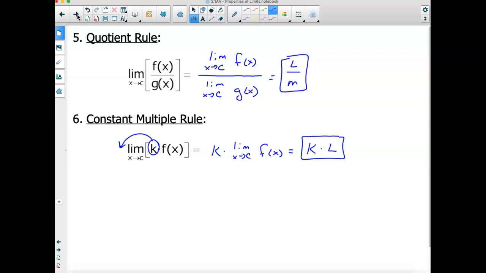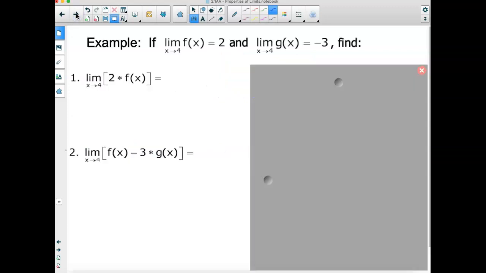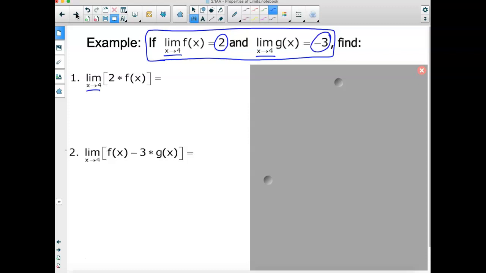And from there, we're just going to roll through a couple of examples. Notice where these limits are all approaching. If x were approaching 3, this data they're giving me up here would mean nothing to me, but the limit as x approaches 4 of f of x is 2, and the limit as x approaches 4 of g of x is negative 3. Find the limit as x approaches 4 of 2 times f of x. Well, that's just going to be 2 times 2, which is 4.